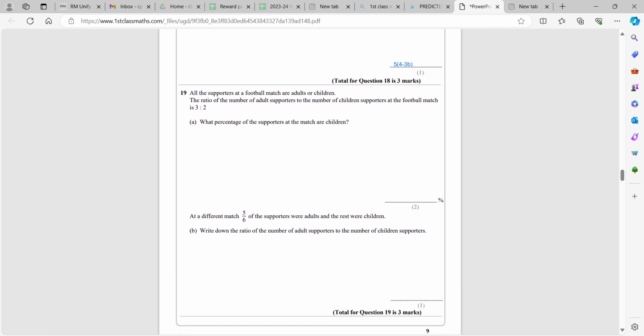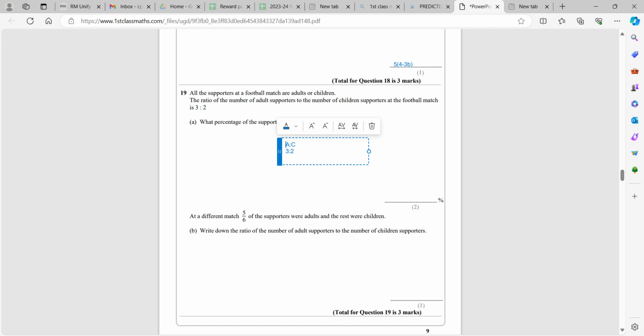Right, question number 19. All supporters at a football match are adults or children. So the first thing I'm going to do is just write that in, adults to children. The ratio of the number of adult supporters to the number of children supporters is 3 to 2. Again, I'm just going to write that in so it's there. What percentage of the supporters at the match are children?